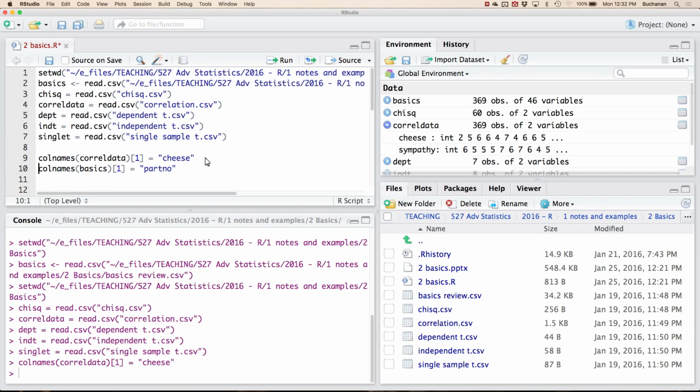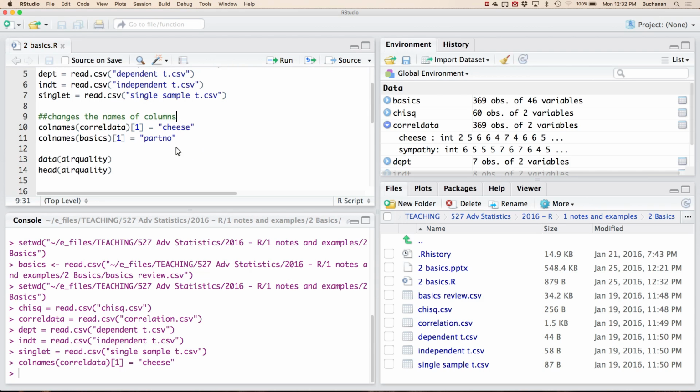Okay, so you should be able to change the names of things. So correspondingly, if you wanted to do column 2, you would put a 2 there. You can actually do all of them at once, but generally the problem is with just the first column, so that's how you could clear that out. Okay.